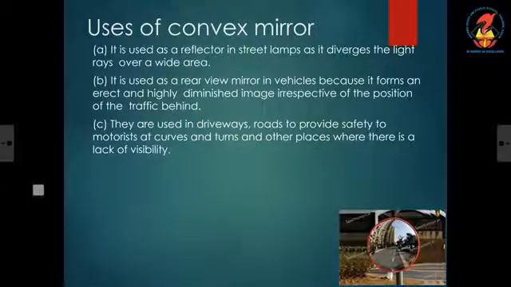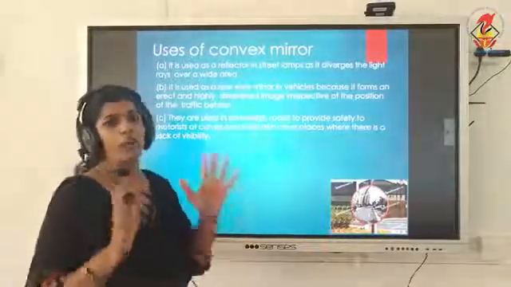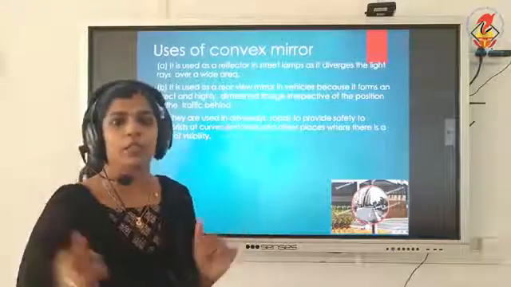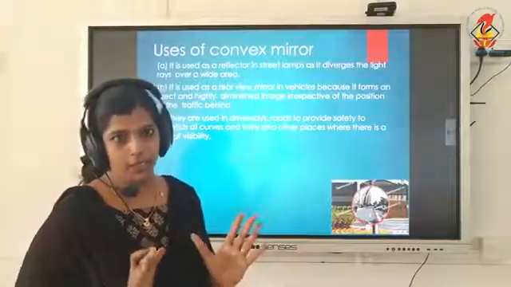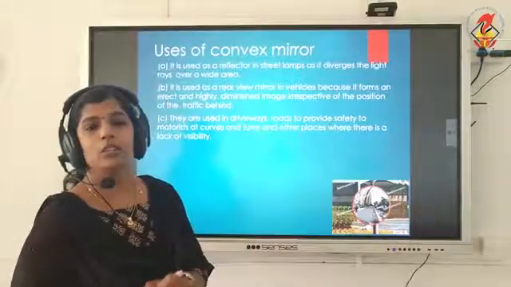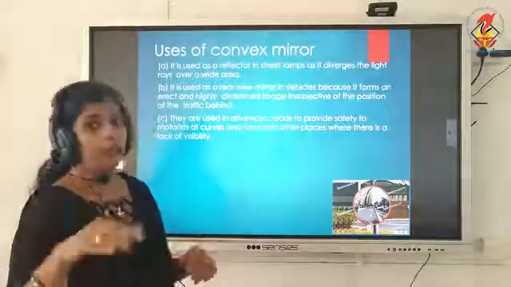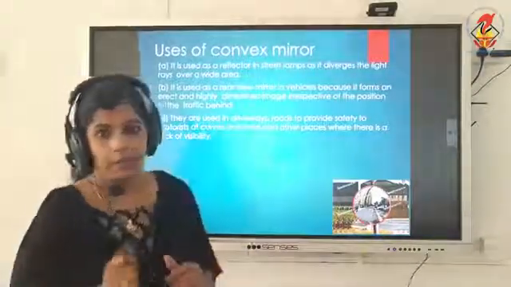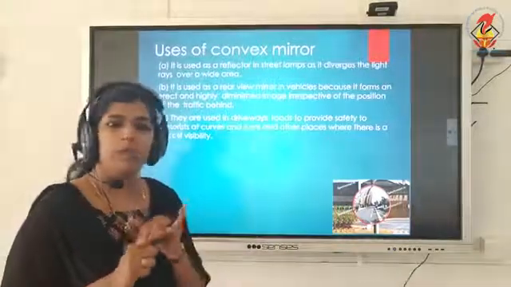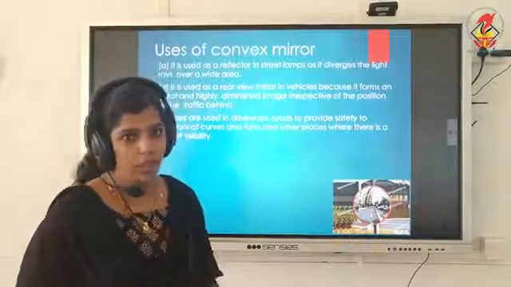Then uses of convex mirror. The main use of convex mirror is as a rear view mirror or side mirror of our automobiles. Then why are we using convex mirror for that purpose? Important thing, it always forms a diminished image.